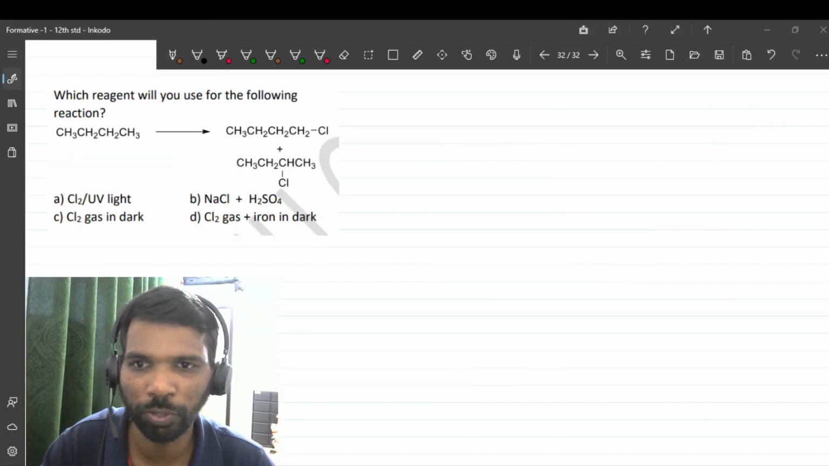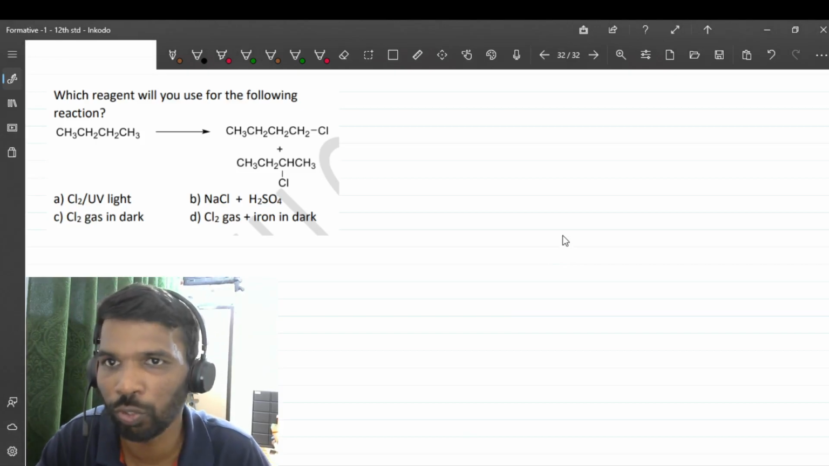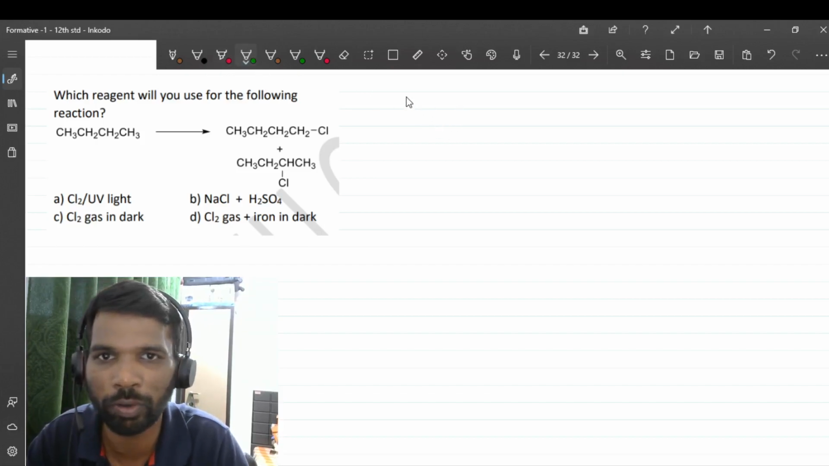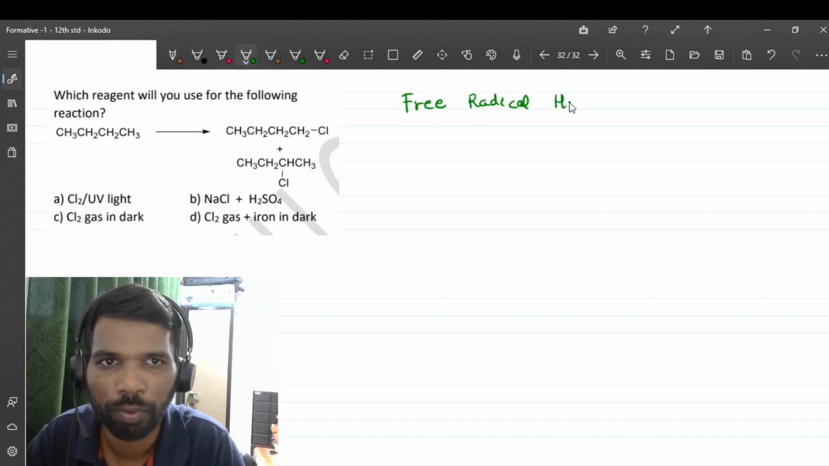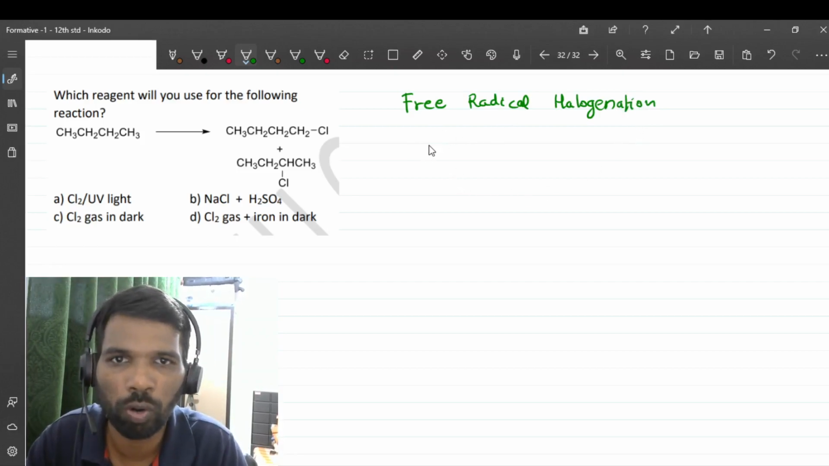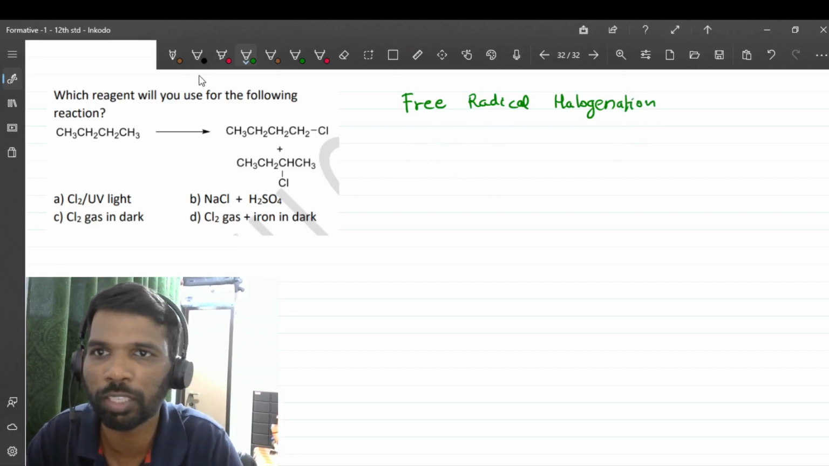Okay, let's continue with the next question. The question asked is which reagent will you use for the following reaction? See this example, it is a direct example of free radical halogenation. How is a free radical formed? Due to homolytic cleavage.